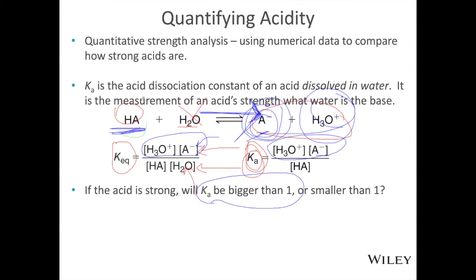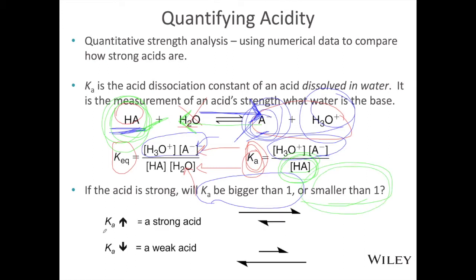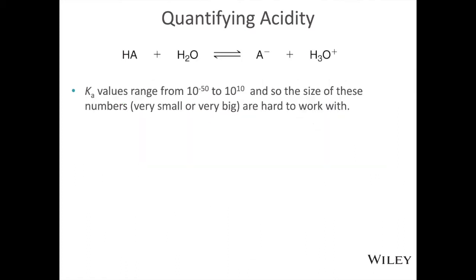If, however, our acid is weak and it's not likely to give up a proton, then it's going to stay here, and therefore our reactants are going to be favored, which means that the denominator is going to be larger, which means that our Ka value is going to be smaller than 1. So if we have a Ka that is much greater than 1, we have a strong acid and products are favored. Whereas if we have a Ka that is much less than 1, then we have a weak acid and reactants are favored. So Ka values range from 1.0 times 10 to the negative 50th to 1.0 times 10 to the 10th.